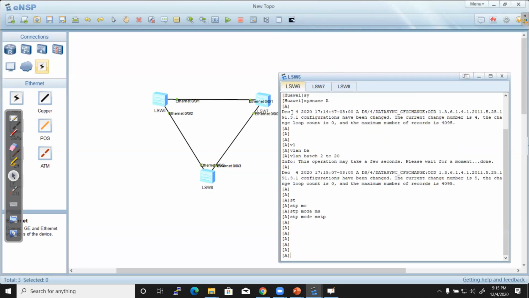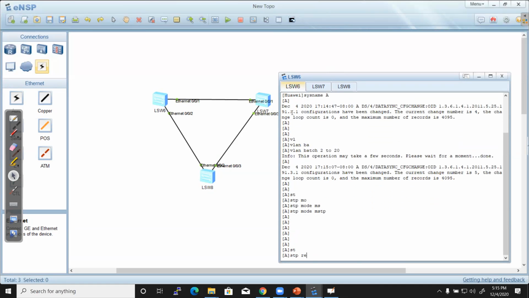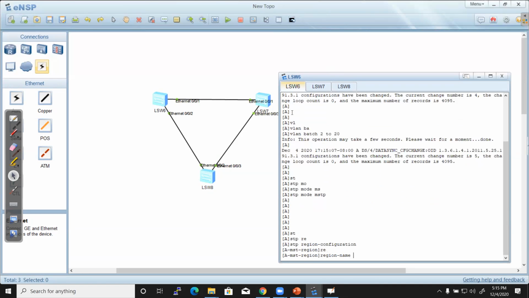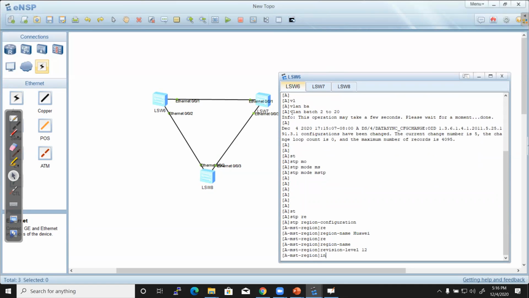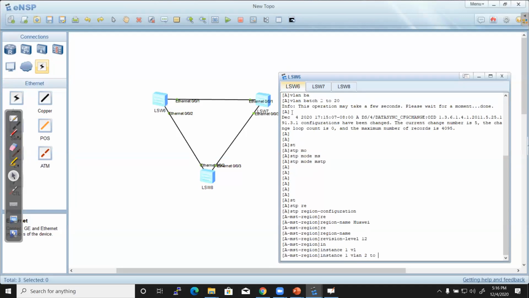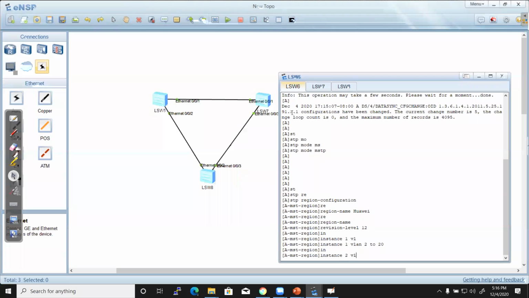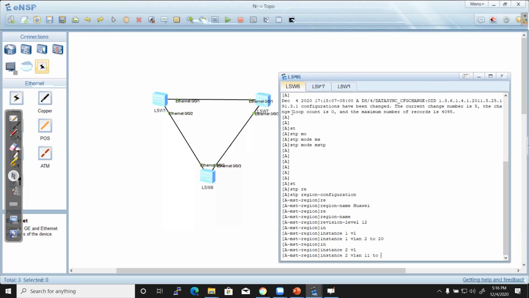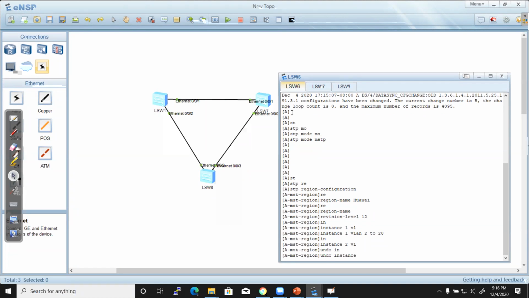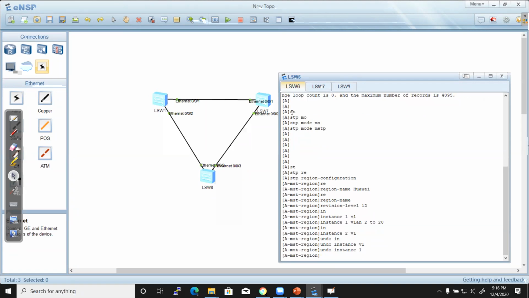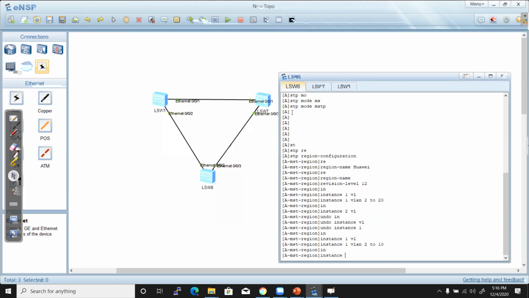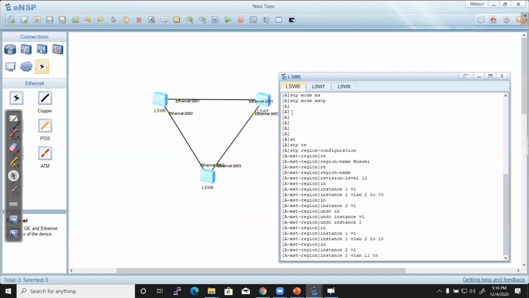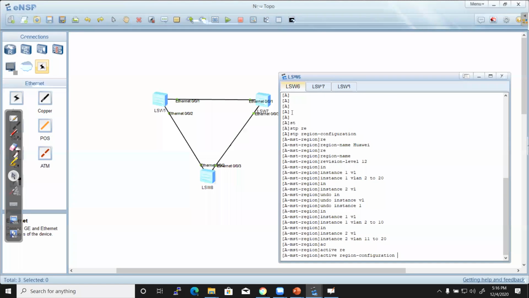Then we need to configure a few things: STP region configuration, region name, for example Huawei, and revision level, for example 12, instance 1 with VLAN 2 to 10, and instance 2 mapped with VLAN 11 to 20, and we need to activate the region configuration.